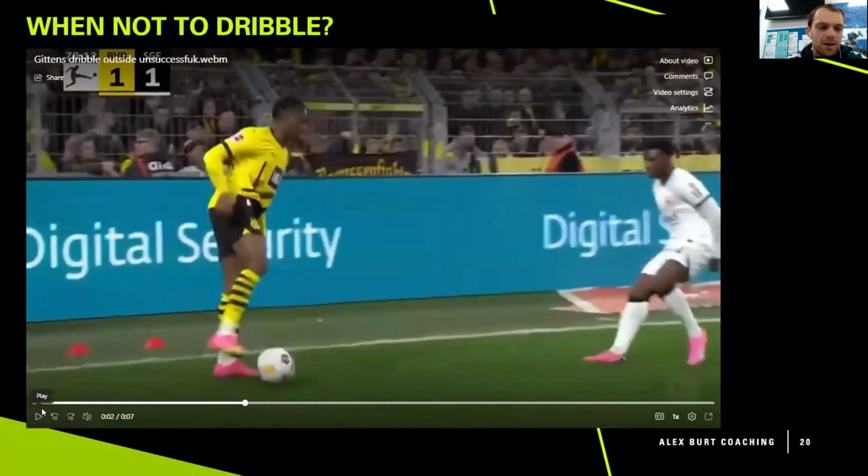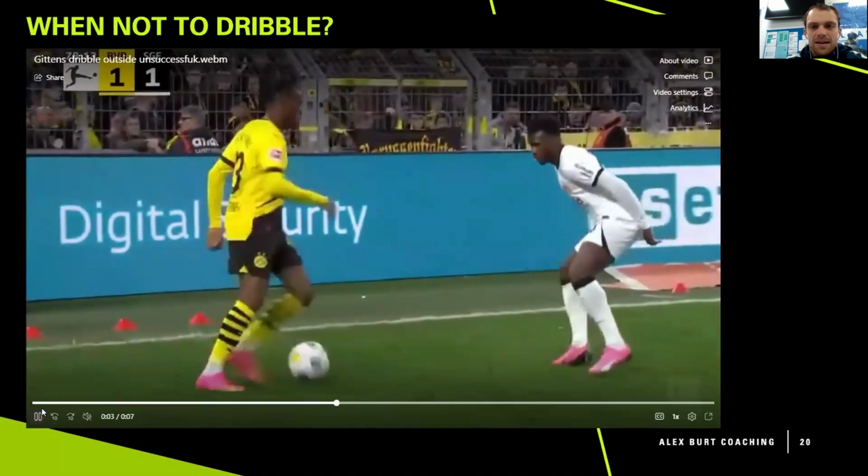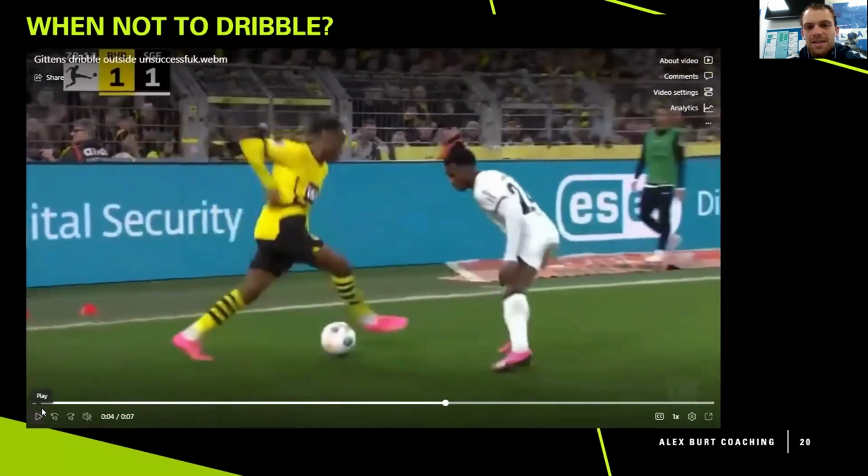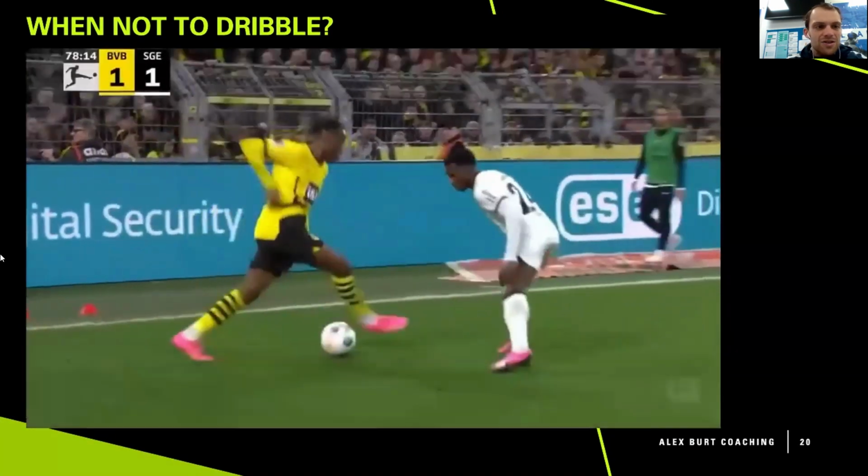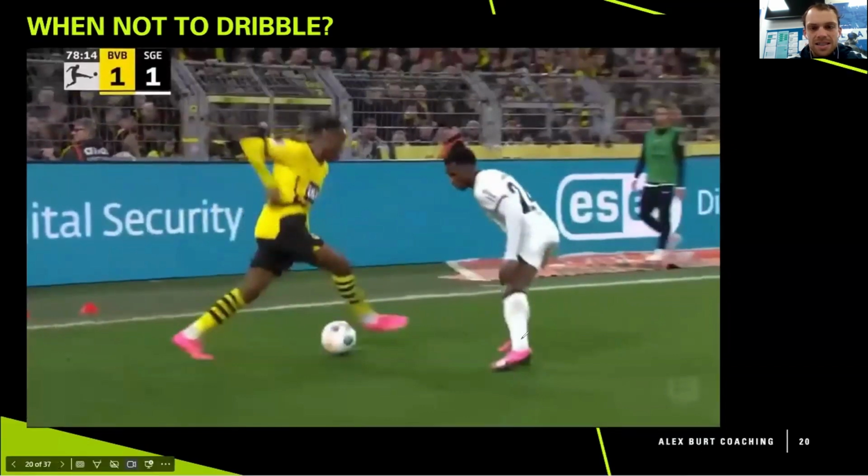So here is a time where actually Gittins was unsuccessful. Now there might be some space in behind the defender, but you can see that the defender is not quite off balance. So this was not a good decision to dribble because you can see that he's got a really good body shape, the defender. His weight is on his back foot. And so if Gittins dribbles past him, the defender will get there.